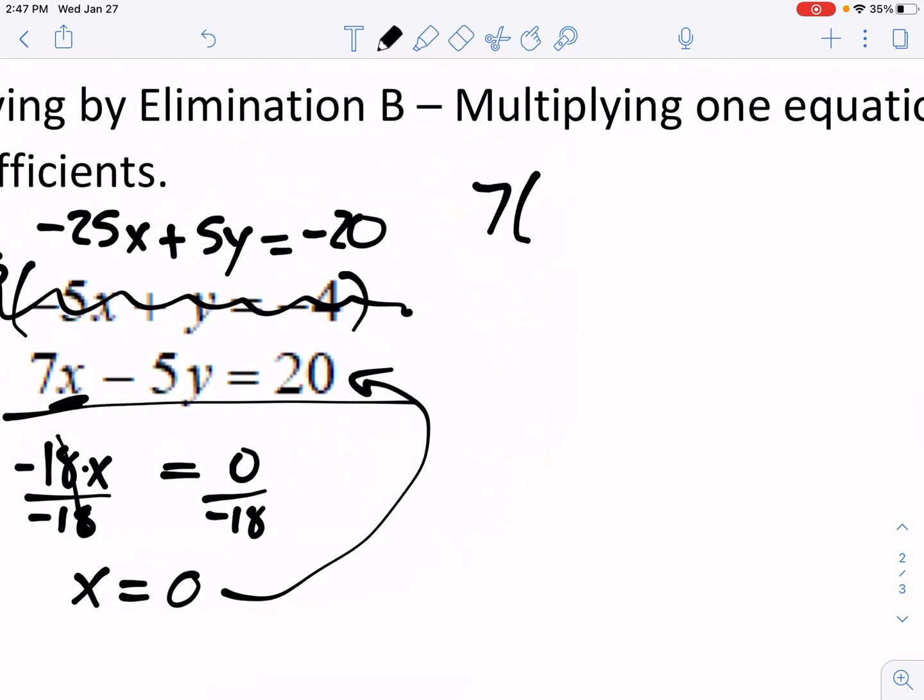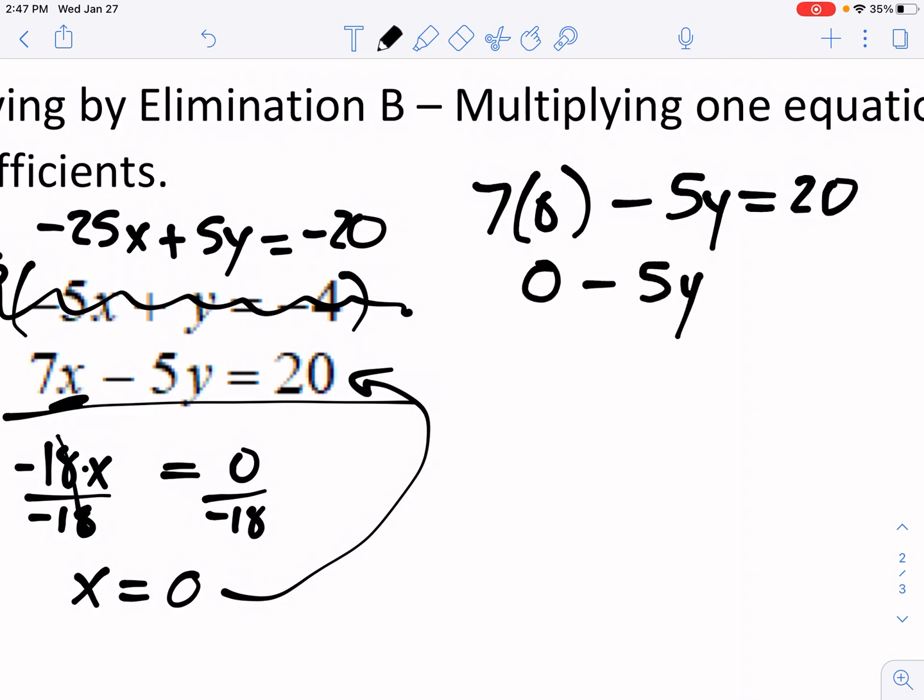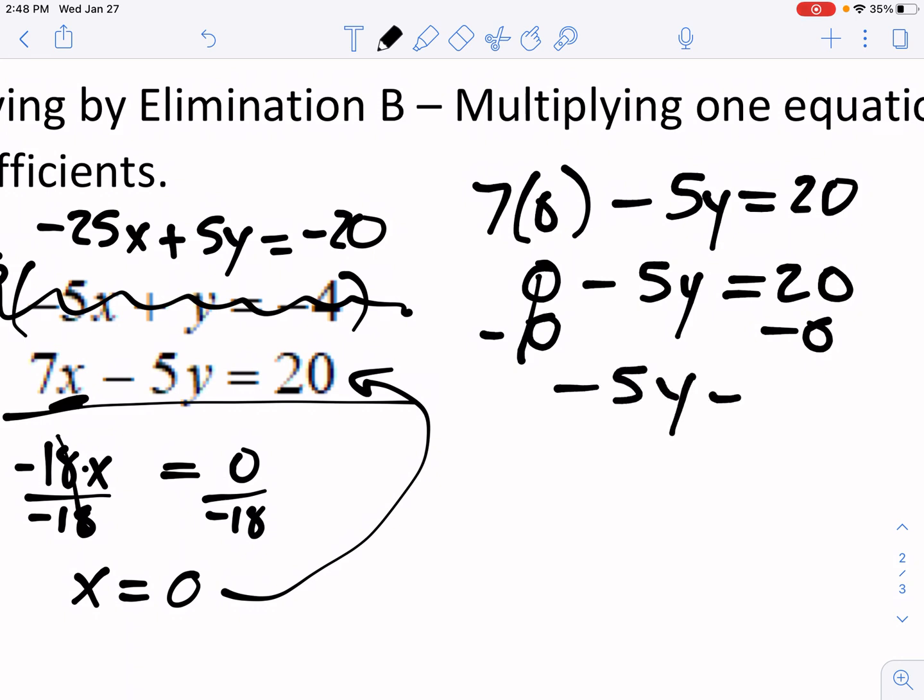So we have 7 times 0 minus 5y equals 20. 7 times 0 is 0, and then we have a negative 5y equals 20. Now, this turns into a two-step. Notice we really don't have to write the 0, but if it helps you, we can leave it there and treat it like a two-step, in which case we would subtract 0 over, and we'd have a negative 5y equals 20 minus 0 is 20.